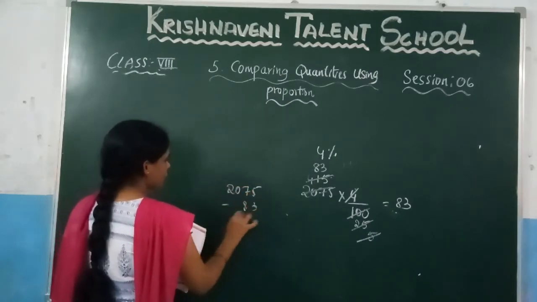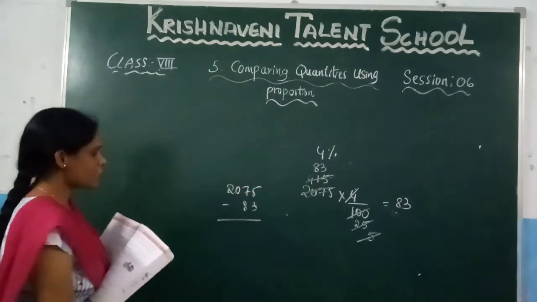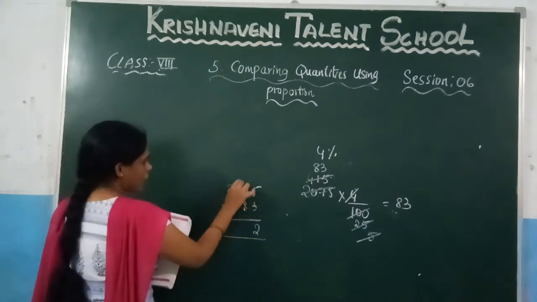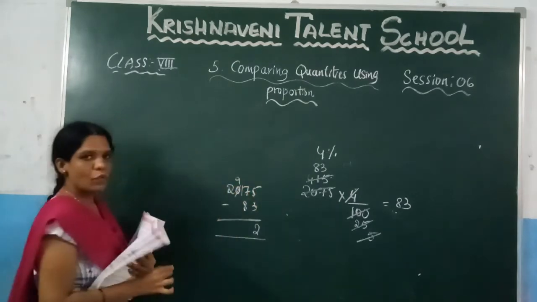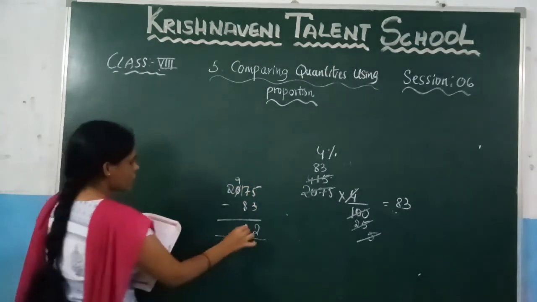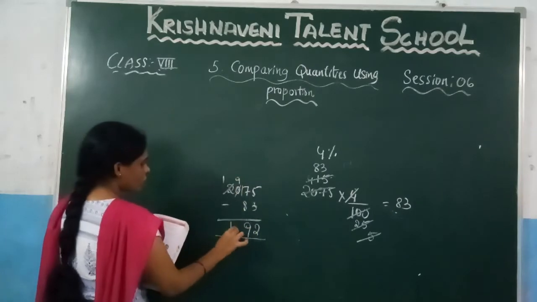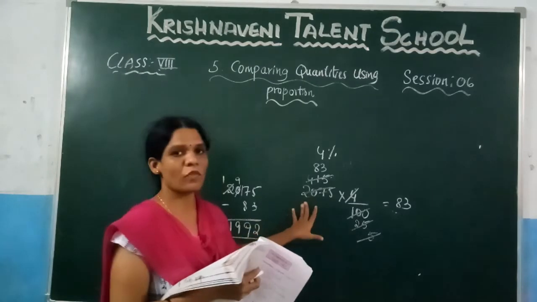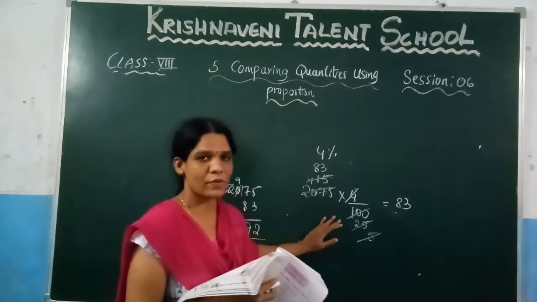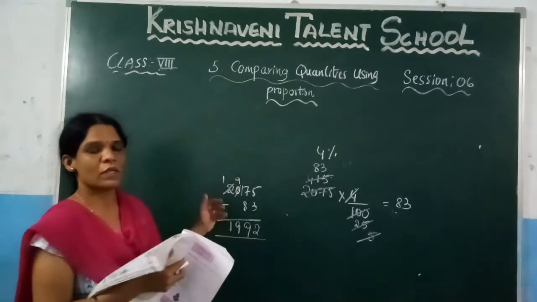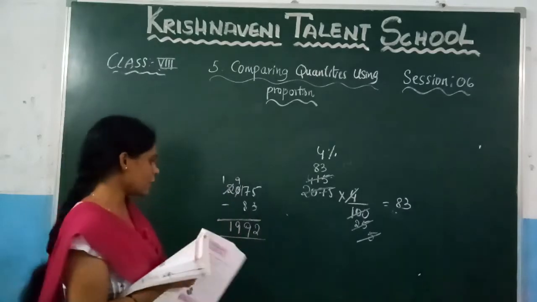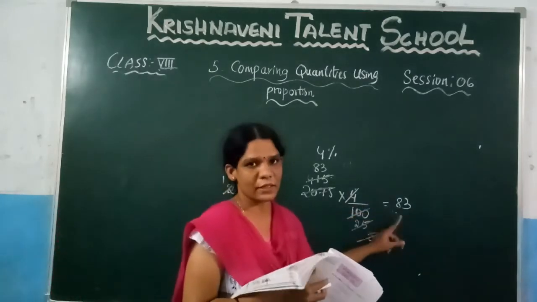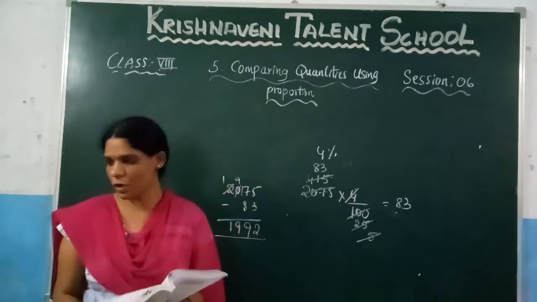2075 minus 83. What will you get? 5 minus 3 is 2, right? Here you will get 9 and here you will get 17. What is the value of 17 minus 8? Which is 9. Here 1. 1992. So last year the number of members enrolled in the club is 2075. Now the number of members enrolled this year is 1992 because of the decrease of 83. This is the problem. Let us write this problem in words.